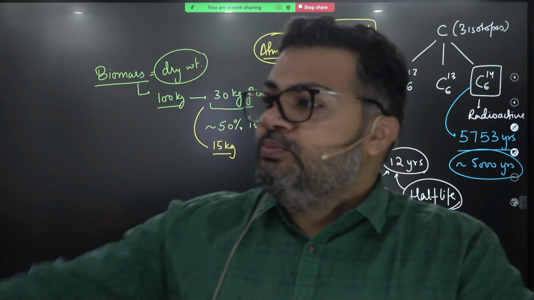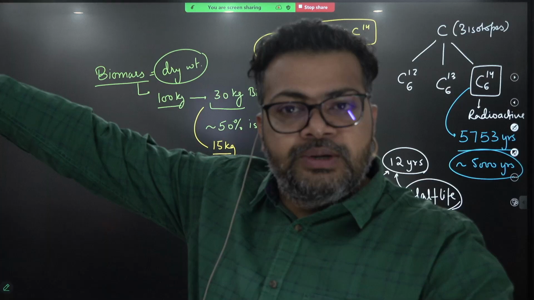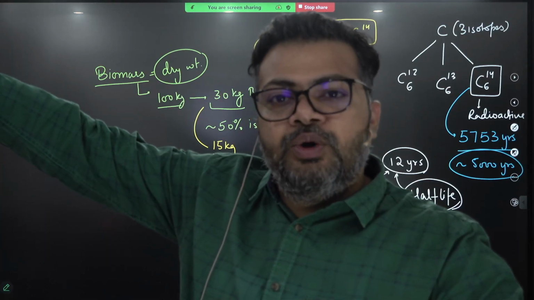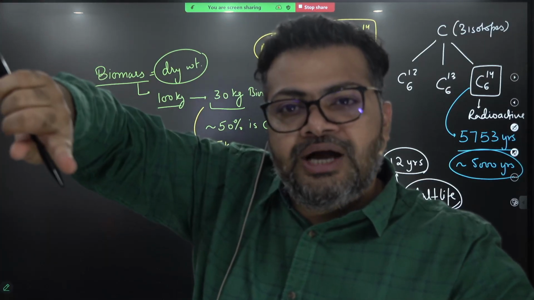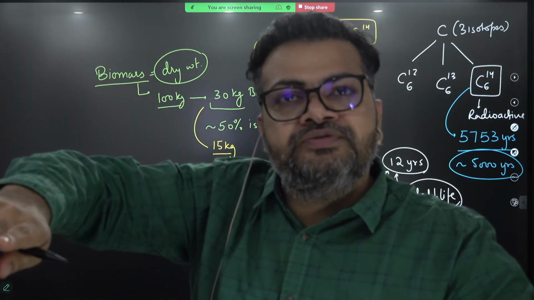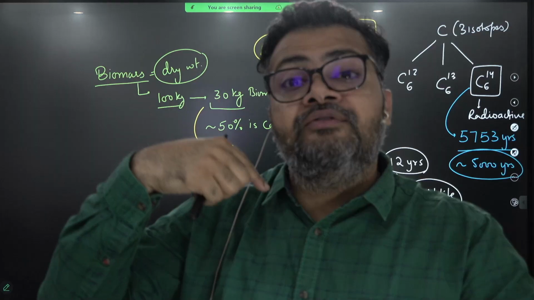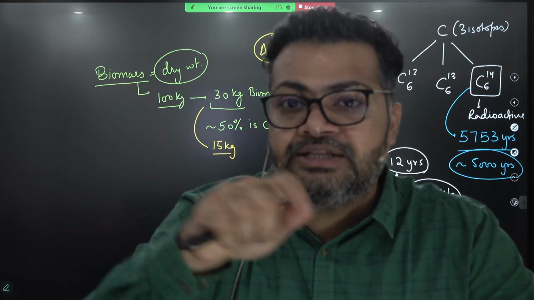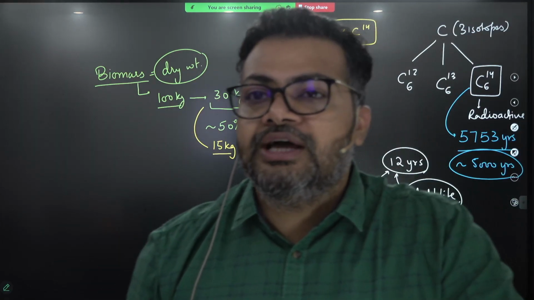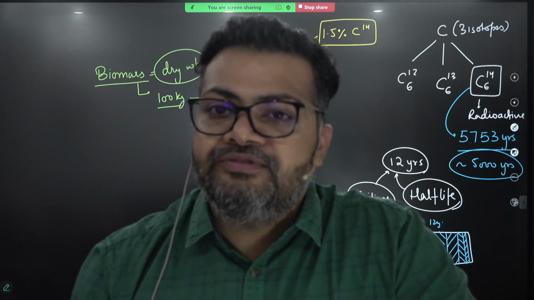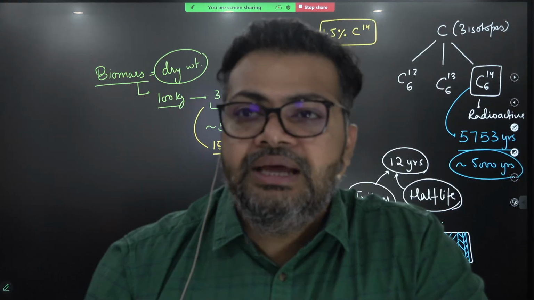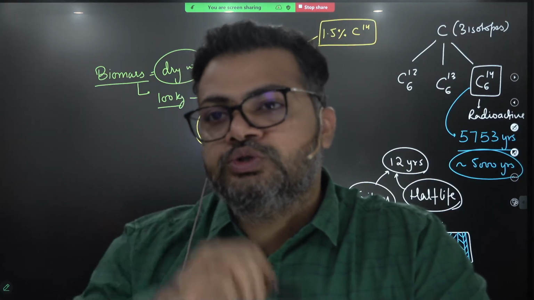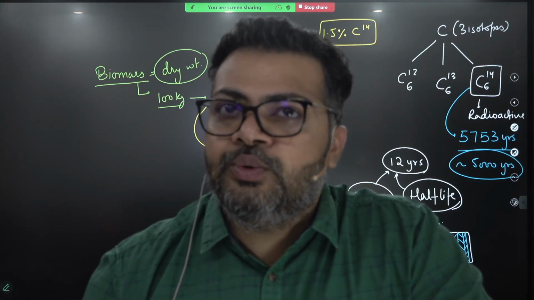So guys, if 1.5% of all the atmospheric carbon is carbon 14, don't you think 1.5% of the plant carbon will also be carbon 14, because plants have absorbed it from the atmosphere? And 1.5% of our carbon will also be carbon 14. Tell me yes in the chat quickly, because we have got our carbon from the plants. So 1.5% of plants' carbon is carbon 14, and 1.5% of our carbon is also carbon 14.